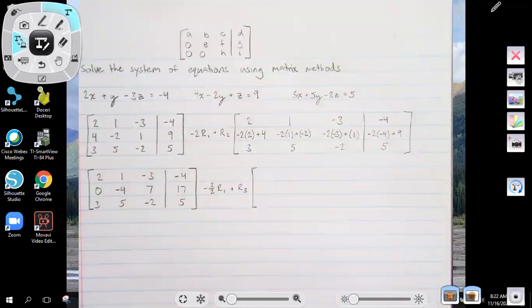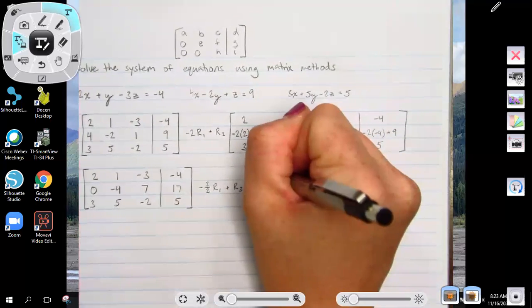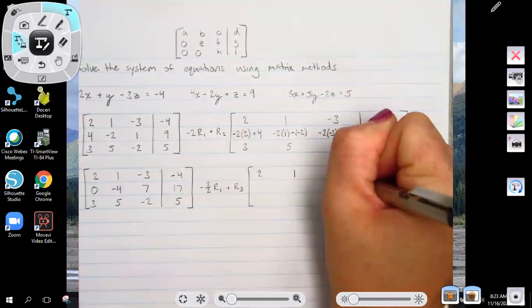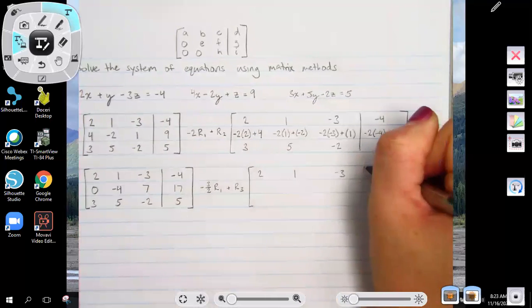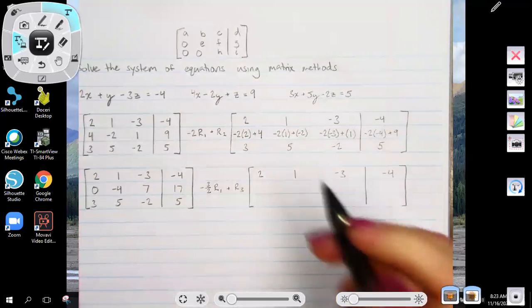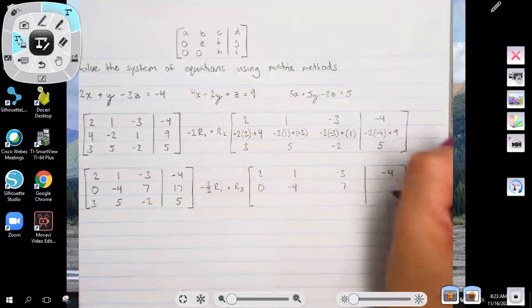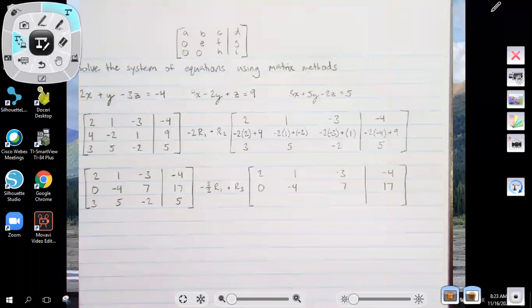So we can go ahead and write in the first 2 rows. Just remember to space them out. 2, 1, -3, -4. Second row, 0, -4, 7, 17.